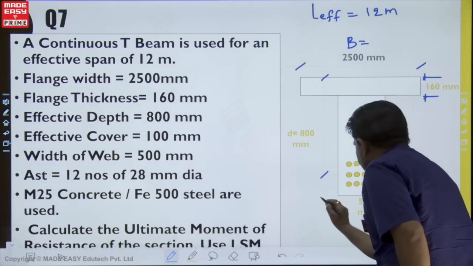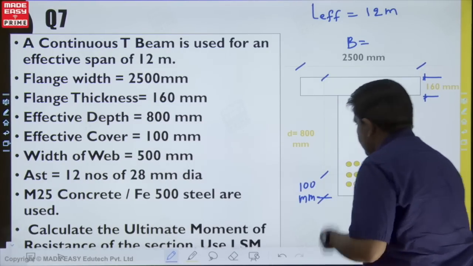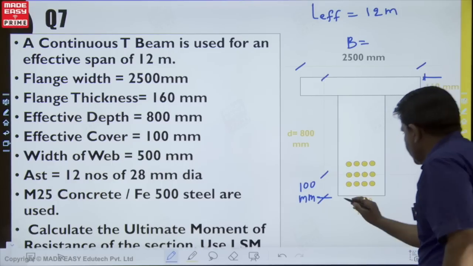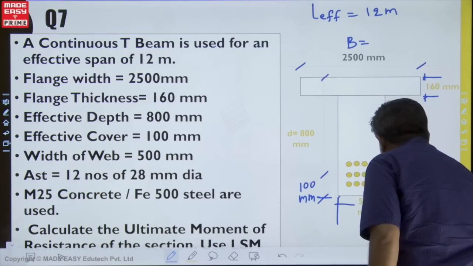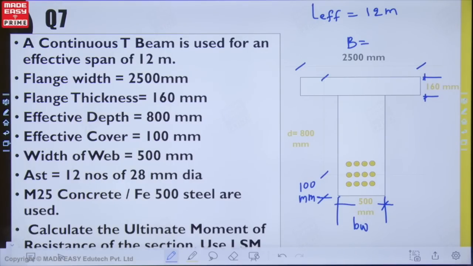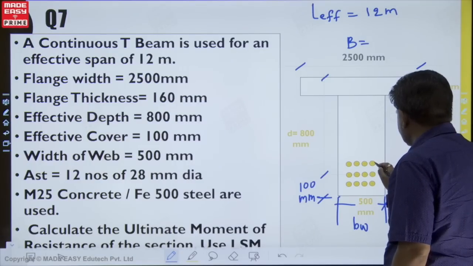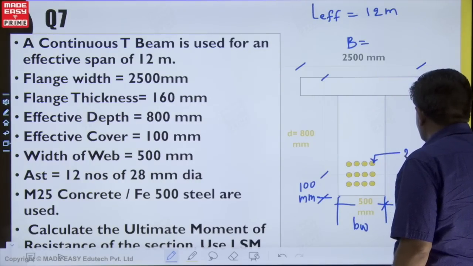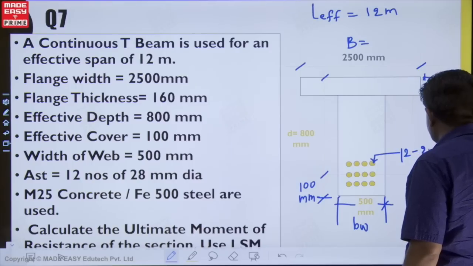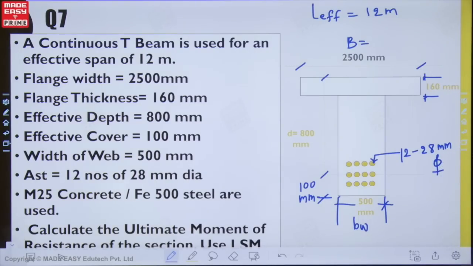Effective cover is 100 mm. That will be this value, 100 mm. Width of web is 500 mm. This value is called BW. This is 500 mm. Area of steel is 12 number of 28 mm dia. These are 3 layers of 12 number of 28 mm dia. We will calculate the values according to this.